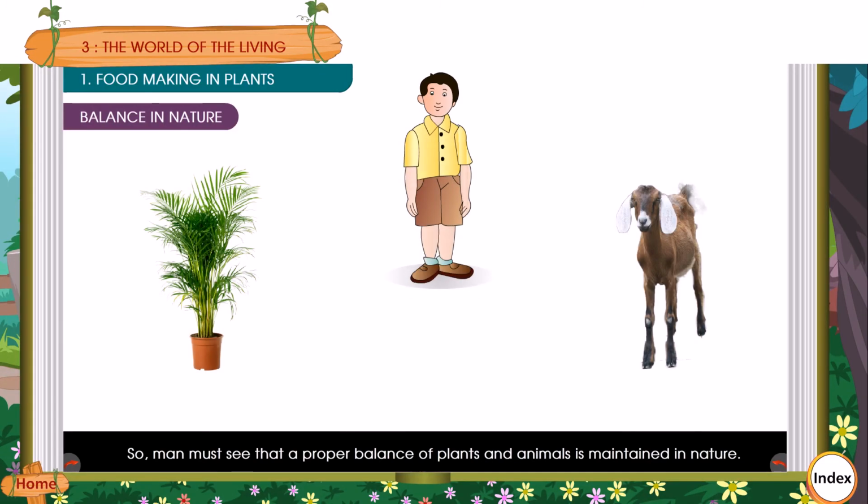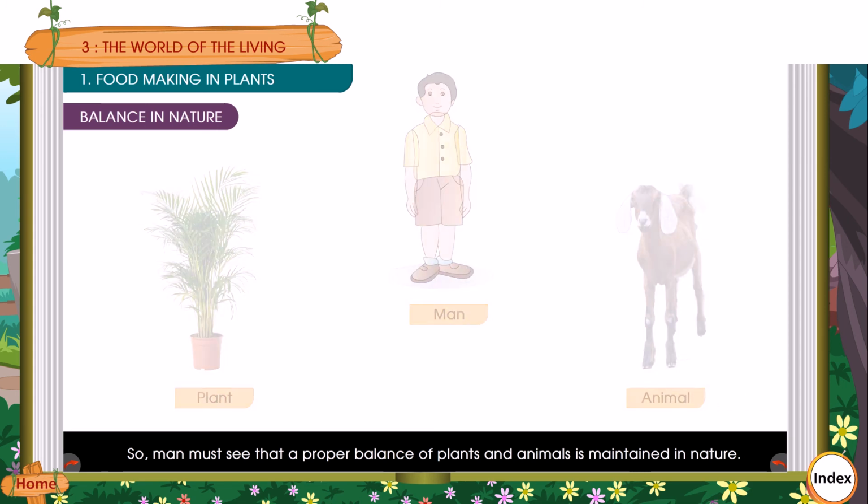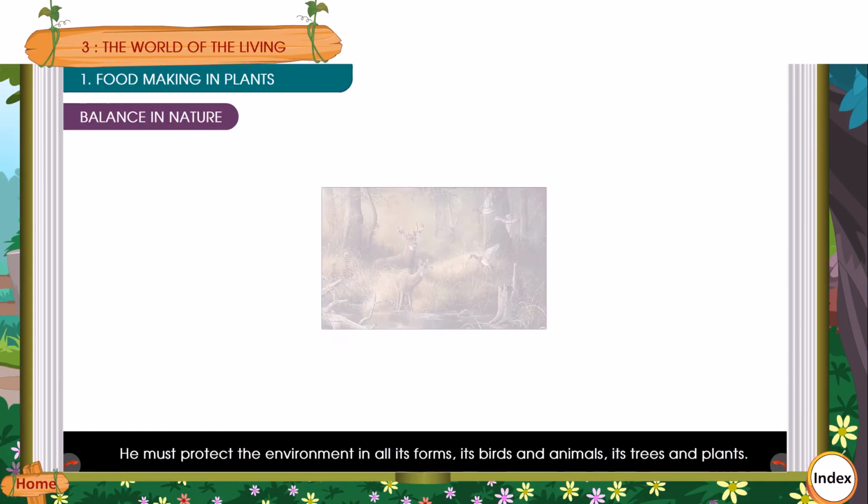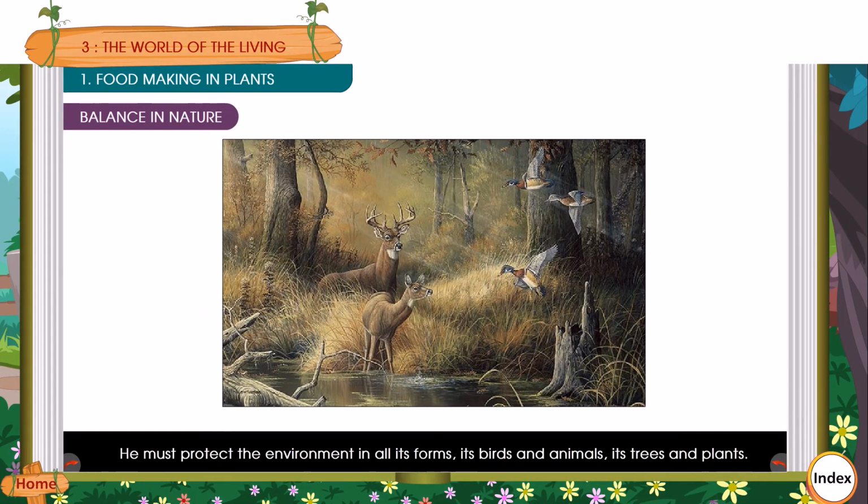So, man must see that a proper balance of plants and animals is maintained in nature. Man must take proper care not to do any harm to the environment. He must protect the environment in all its forms, its birds and animals, its trees and plants.